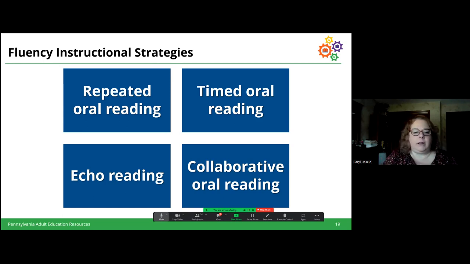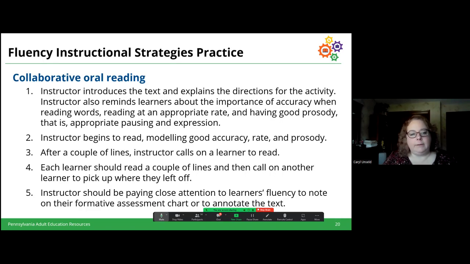I also like echo reading, where the student is echoing back and forth with you. You read a sentence, then they read a sentence, then you read the next sentence, and they read it, and so on. You're not going to spend as much time repeating it over and over again. And then the last one is collaborative oral reading, which is something that you can do in a group.